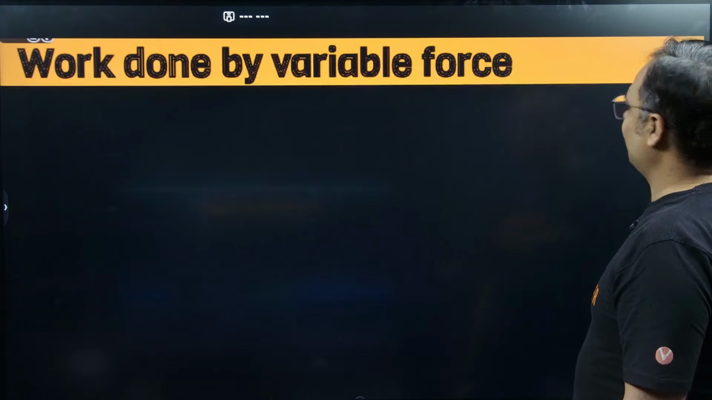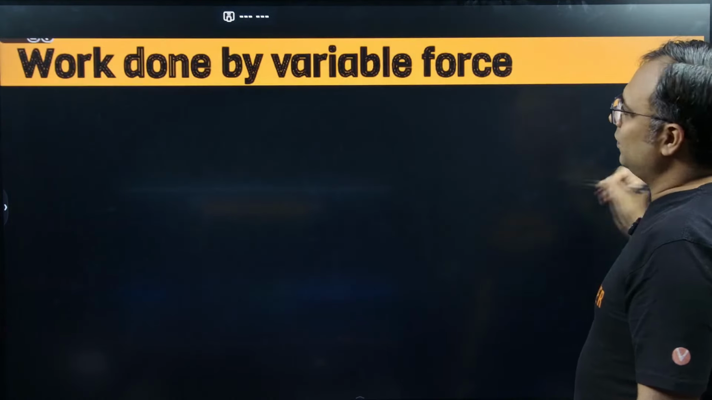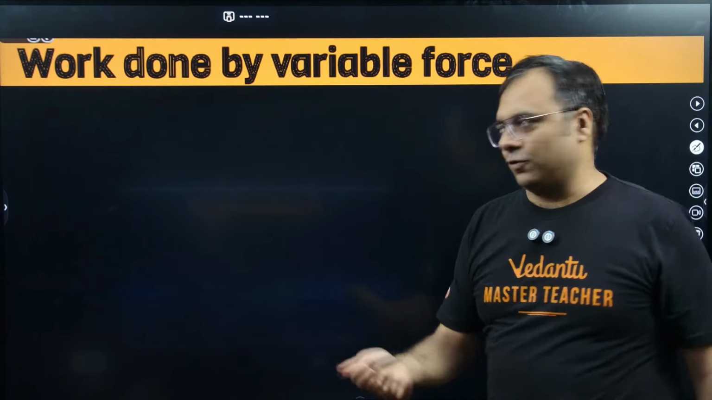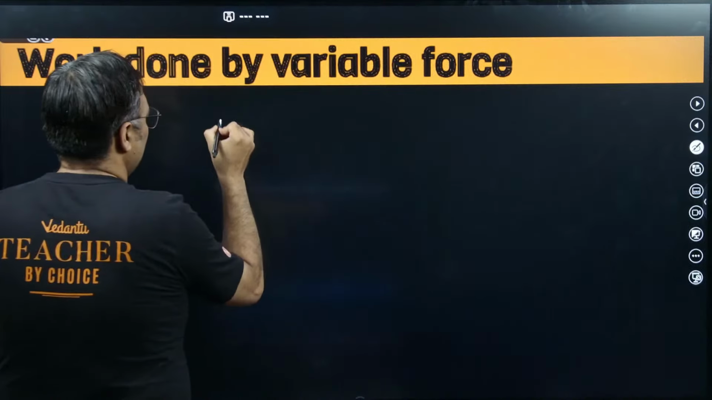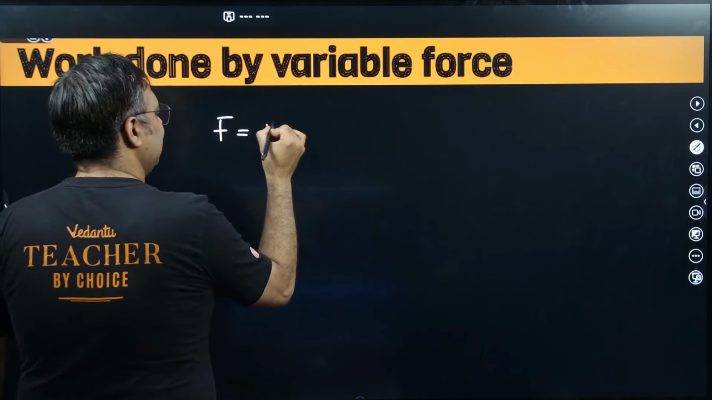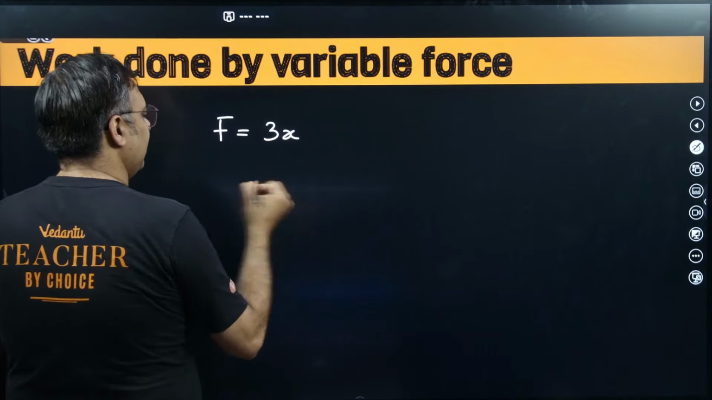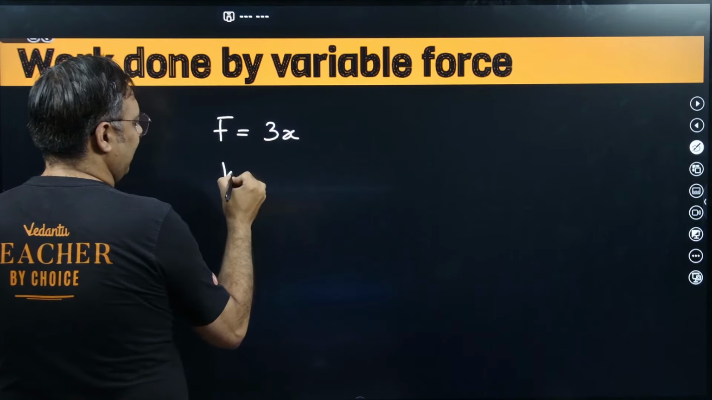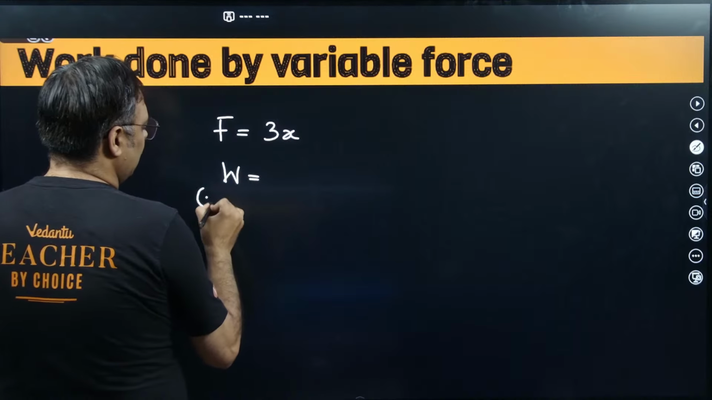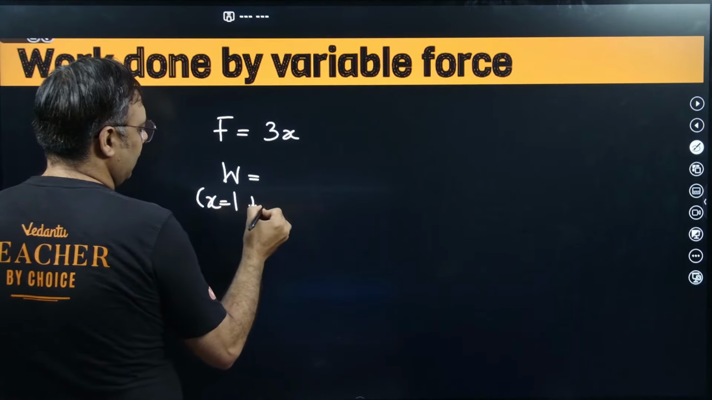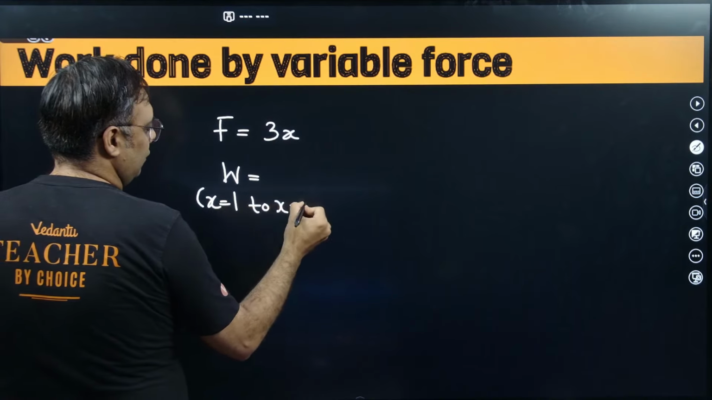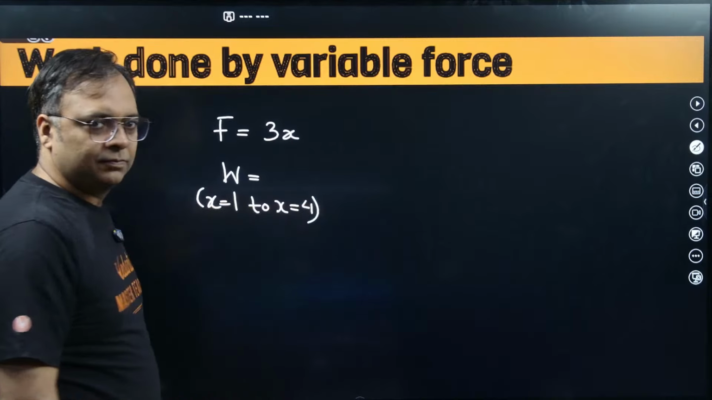Now, let's take up some questions which relate to work done by a variable force. Just to take an example, let's say the force is equal to 3x. And I want the work done by this force when x goes from x equal to 1 to x equal to 4. This is what I want.